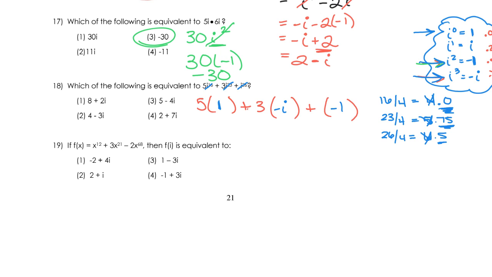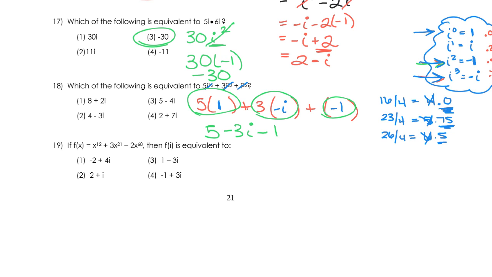All right, and now we just have to clean this up. The first thing I see here is 5 times 1, which is 5. Then I see 3 times negative i, which is negative 3i. And then I have a minus 1. Notice I dropped those plus signs out because I had negatives next to them. When there's 2 signs in a row, you can always drop the positive out.